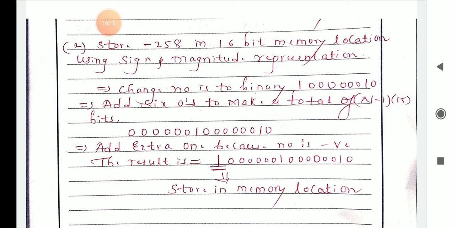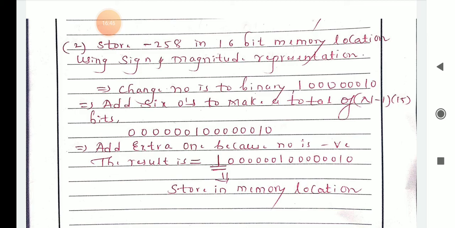Add 6 zeros to make a total of n minus 1, that is 15 bits. I am not writing 16 bits directly, only 15 bits. So add 6 zeros: 1 2 3 4 5 6. Then you write the result of the conversion of 258 into binary. Next, add an extra 1.